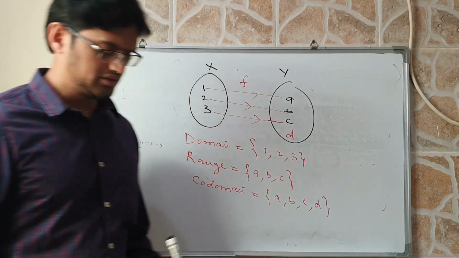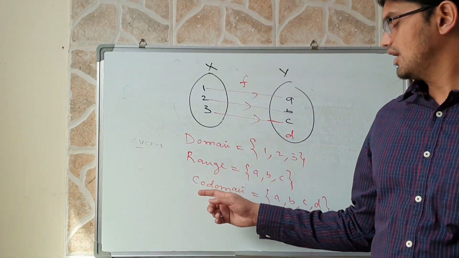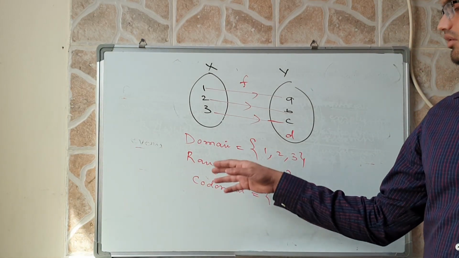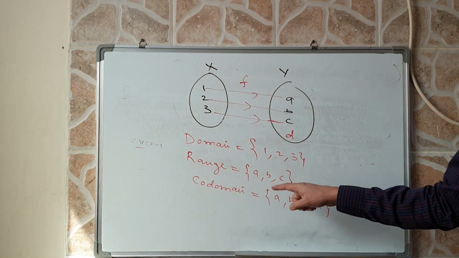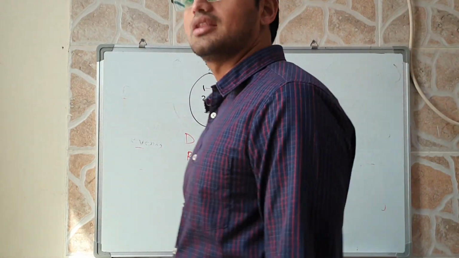We also know one remark: range is a subset of codomain. Range can become equal to codomain, that is also a subset. Here range is a subset of codomain. Now, so these are some basic things.